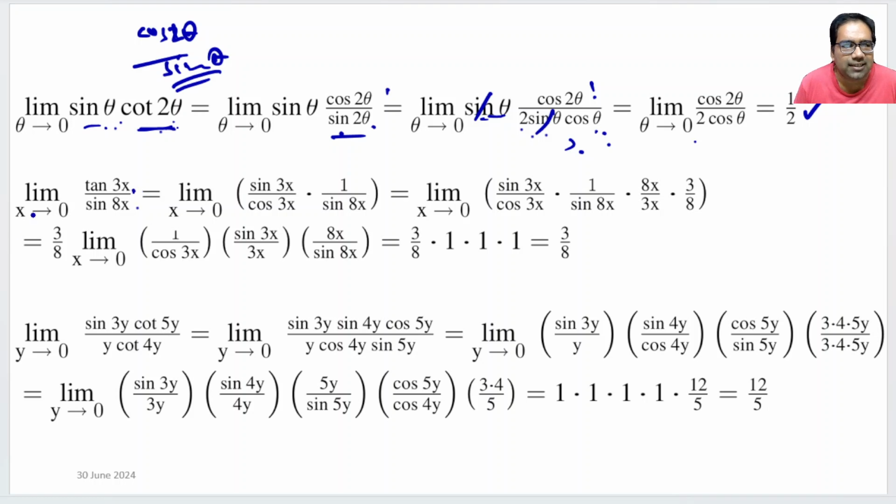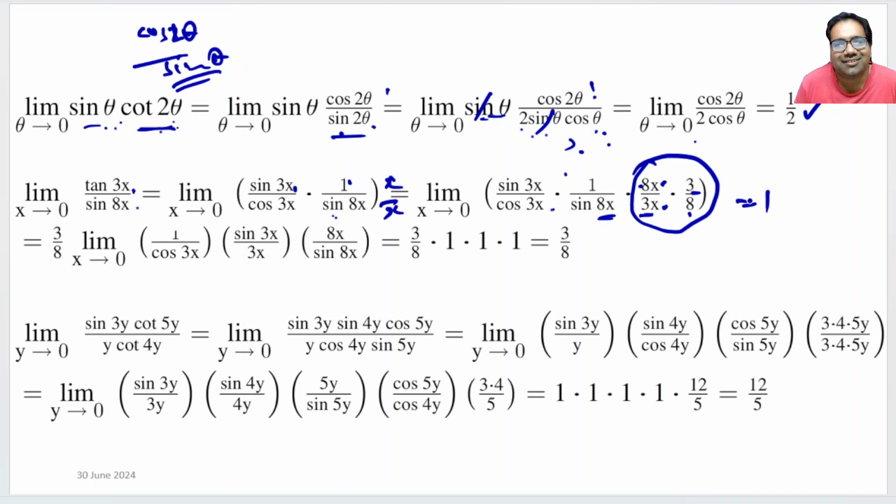Now tan 3x by sine 8x. Tan 3x is sine 3x by cos 3x, by sine 8x. We have the sine 3x in the numerator, we have sine 8x in the denominator. What we'll do, we'll take two x's, one in numerator, one in denominator. And in the denominator, we want a 3x, so we'll multiply with 3 and 3 again. In the numerator, we want 8 because there is an 8x in the denominator. We want 8 by 8. So 8, 8.